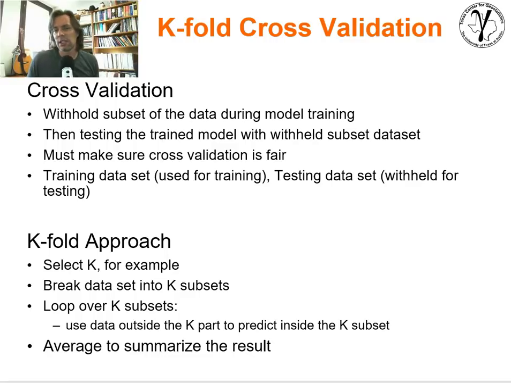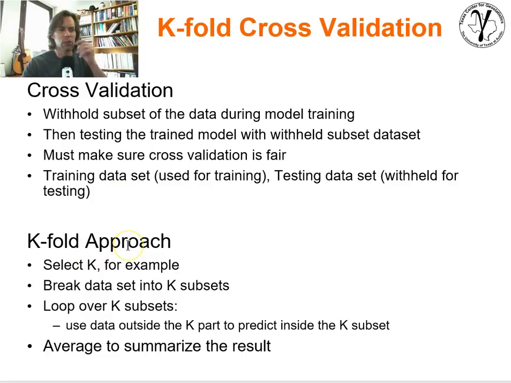You've got to make sure that cross-validation is fair. Sometimes you want to make sure that you didn't just withhold data from a distinctly different part of the data set, because maybe that won't be fair. You're basically testing with something that's completely different from the training data set. So you've got training data used for training, testing data withheld for testing.